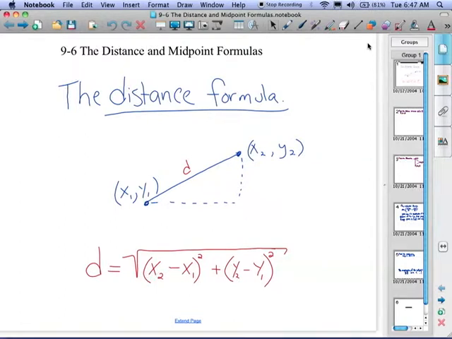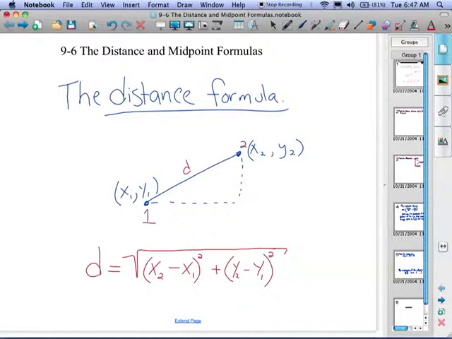9-6, the distance and midpoint formulas. First, we're going to look at the distance formula. The distance formula is a way to find the distance between 2 points. If I want to find how far it is from point 1 to point 2, we use the distance formula.